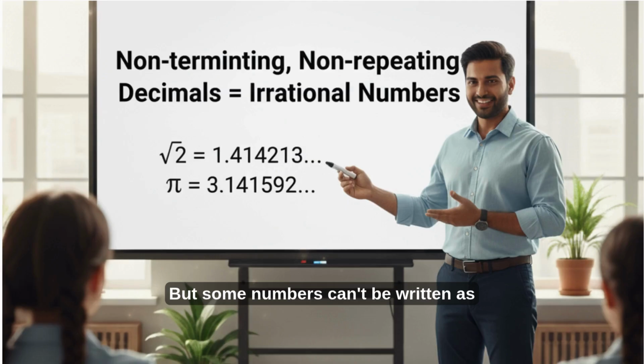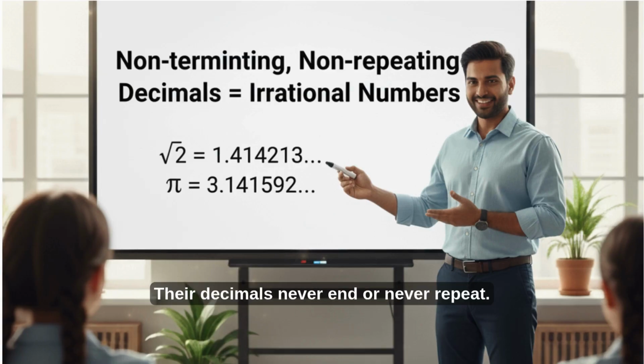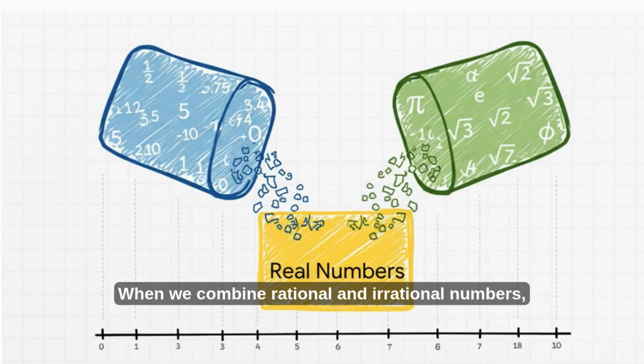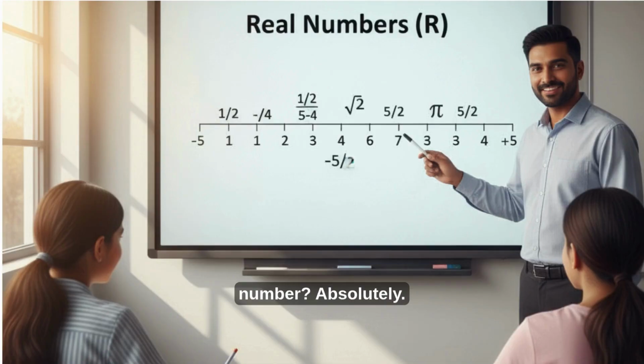But some numbers can't be written as p by q form. Those are irrational numbers. Like √2 or pi? Exactly. Their decimals never end and never repeat. When we combine rational and irrational numbers, we get real numbers, which are denoted as capital R. So every point on the number line is a real number?